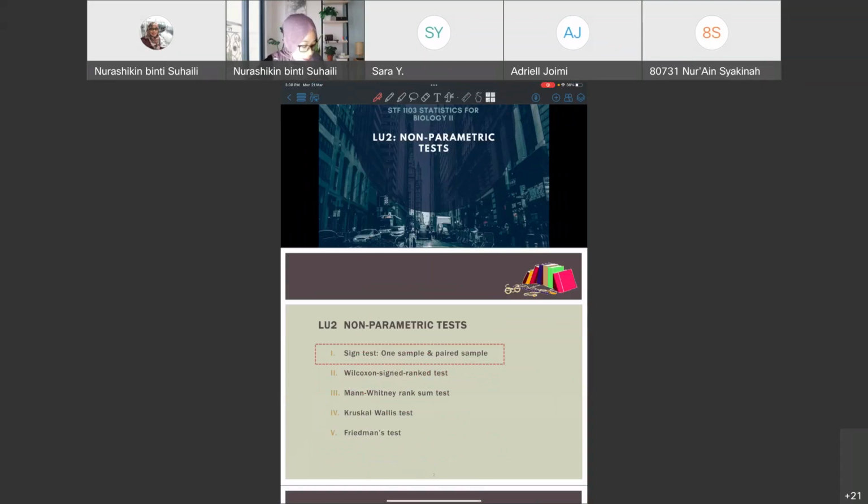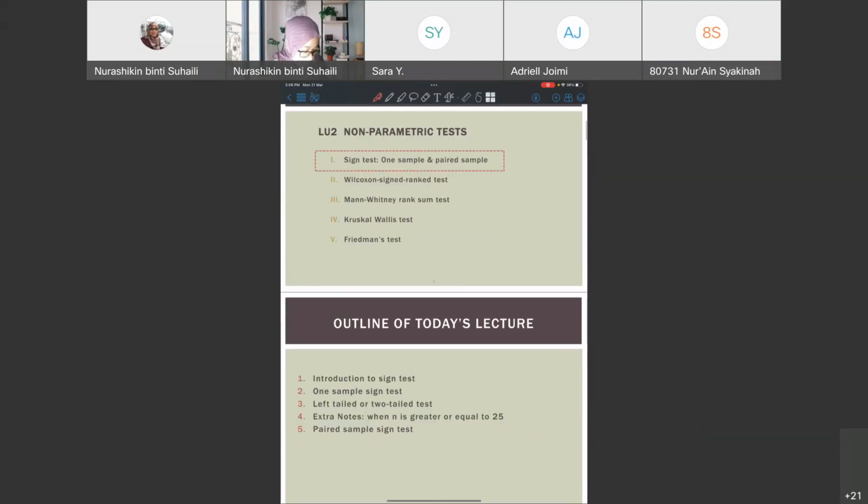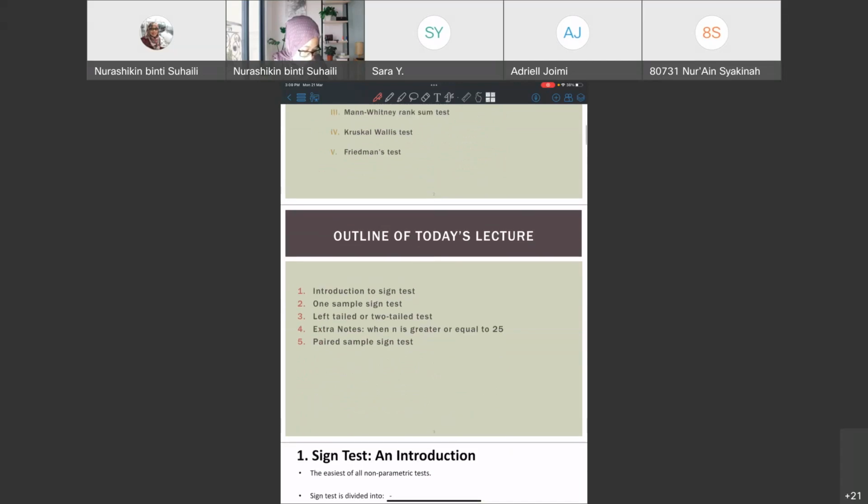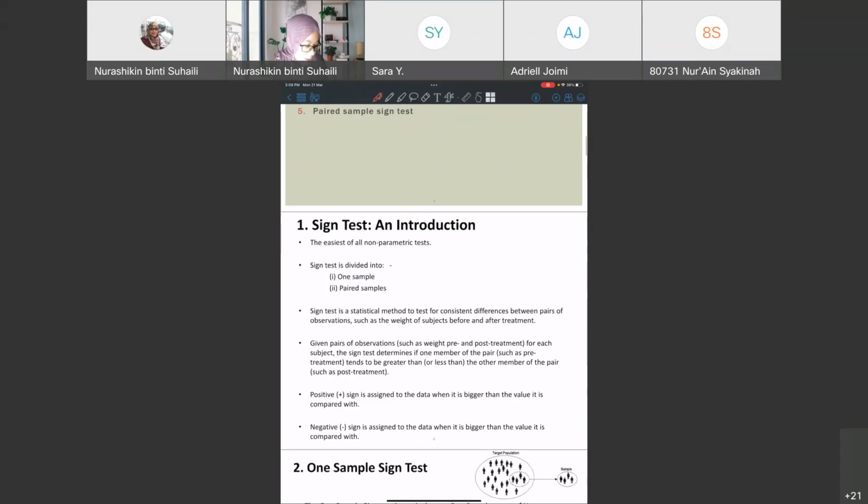For this week, we are going to cover the first subtopic of LU2, which is Sine Test. The rest we will cover in the following weeks. For today's lecture, we're going to look at the introduction to Sine Test, then one sample Sine Test, paired sample Sine Test, and then some information on left tail, two tail, and extra notes when n is greater or equal to 25.